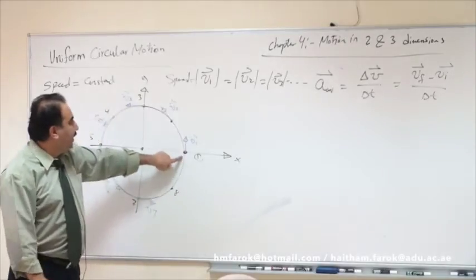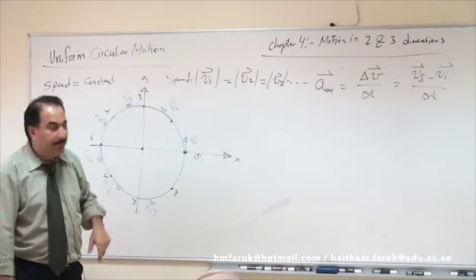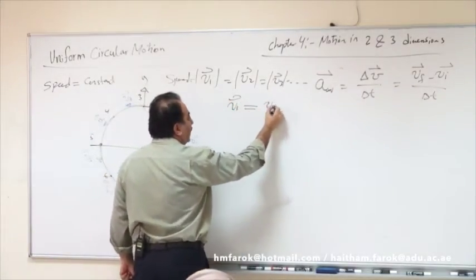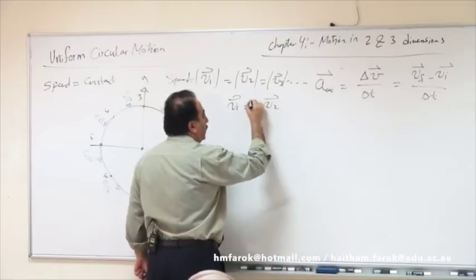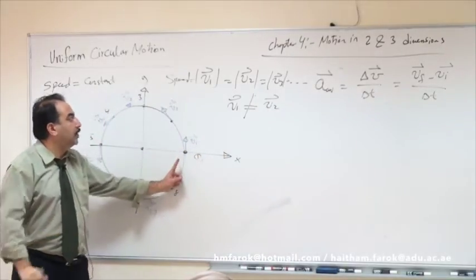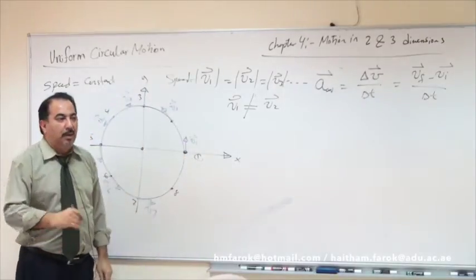So the speed here is equal to speed here, equal to speed here, everywhere. Instantaneous, of course. But can I say V1 vector equals V2 vector? No. Why? Because V1 vector is going this way, and V2 is changing direction, so it is different.